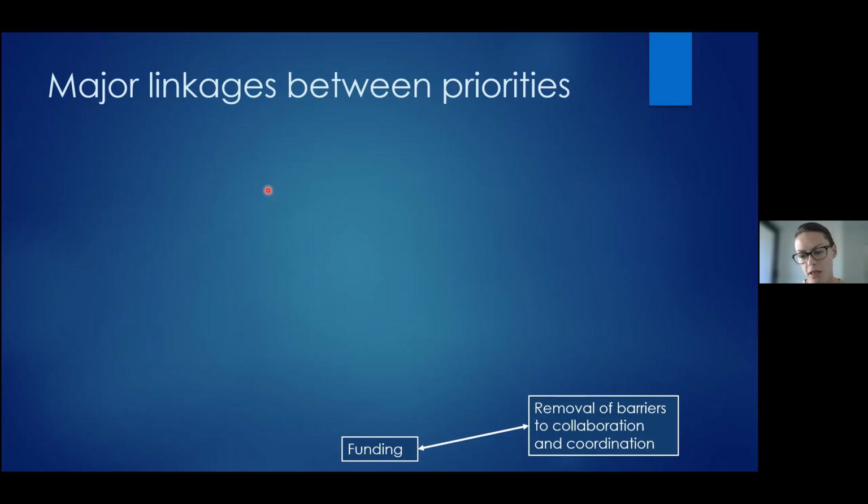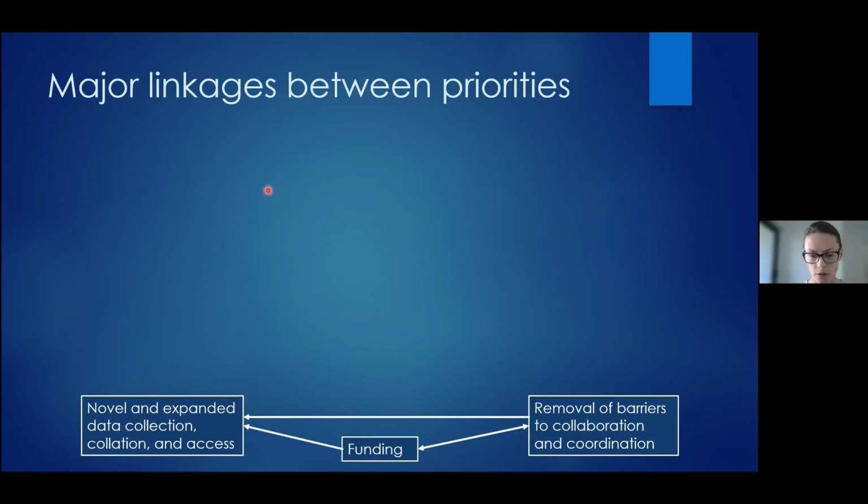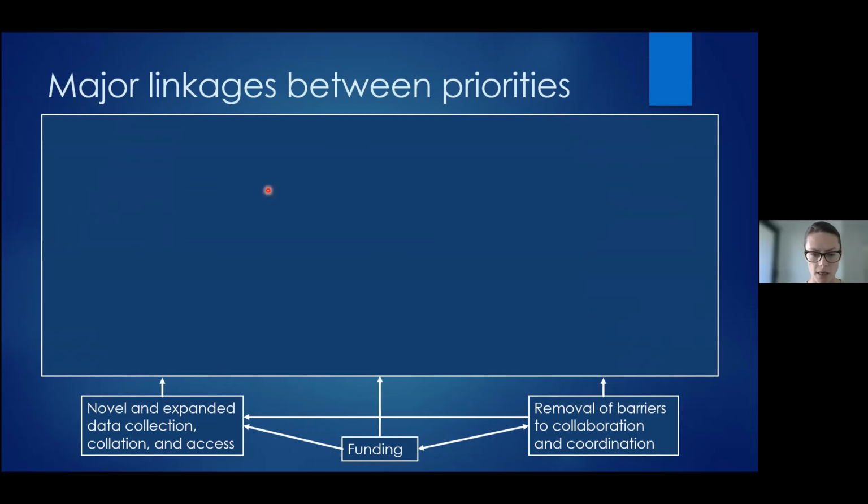And in addition to this, one of the key things that was seen as really important was the removal of barriers that prevent collaboration and coordination. Working on that removal of barriers will also help underpin a lot of what we do. And then there's that data piece, so that novel and expanded data collection, as well as the collation and access. These three things we saw as being real foundational things that will facilitate all the other things that we identified. So they feed into the rest of the priorities that we identified in the study.